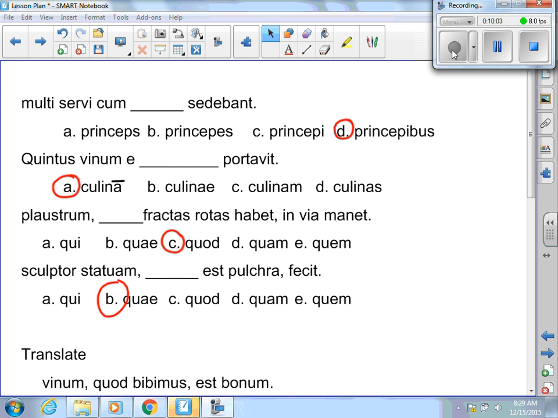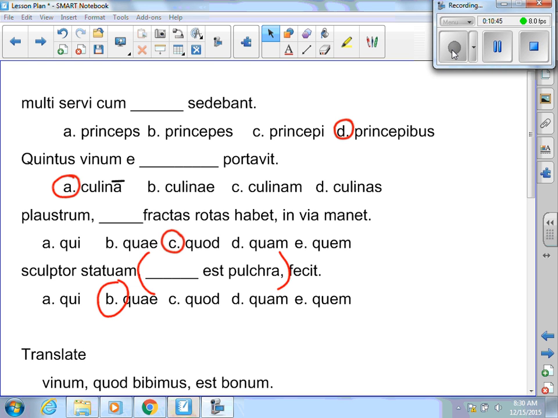Statuam makes it singular, it makes it feminine, but statuam is accusative. The use of the accusative is only determined by how it is used in the clause with est pulchra. I don't have an accusative there. There's no way to have a direct object with est, so I have to have a subject. That's why I use quae as the nominative. Make sure that the case that you choose for the relative is based off of the clause and how it is used inside the clause.